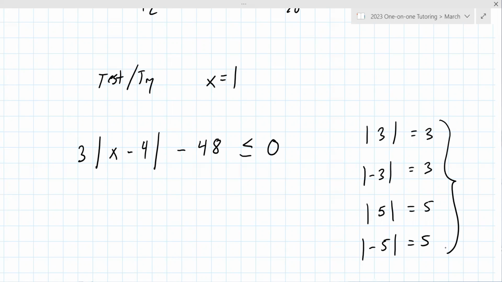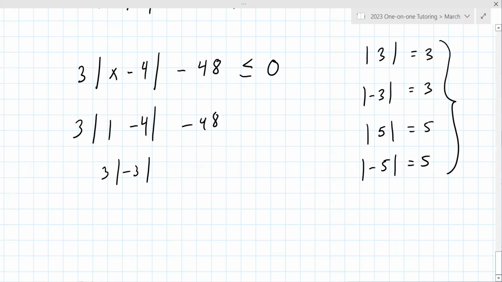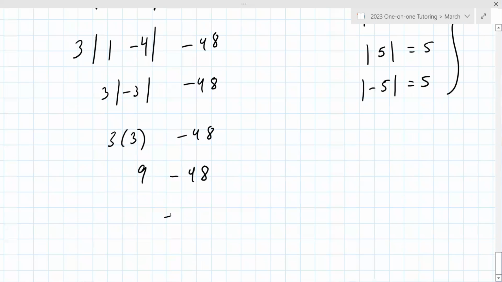So this statement is false: 39 is less than or equal to 0. I think you've got a sign error here. You were asking all the right questions. 1 minus 4, absolute value. 1 minus 4 is -3. Absolute value of -3 is 3. So this is 3 times 3 minus 48. 3 times 3 is 9. 9 minus 48 is -39. Oh shoot, yeah. And is that less than or equal to 0?